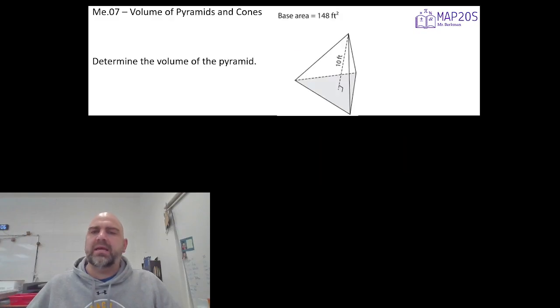All right, now let's do the same thing, but now we're going to do a pyramid. I've given you the base area of this pyramid at 148 square feet, and the height to be 10 feet. What is the volume? Pause, find your answer, and come back when you have your answer.